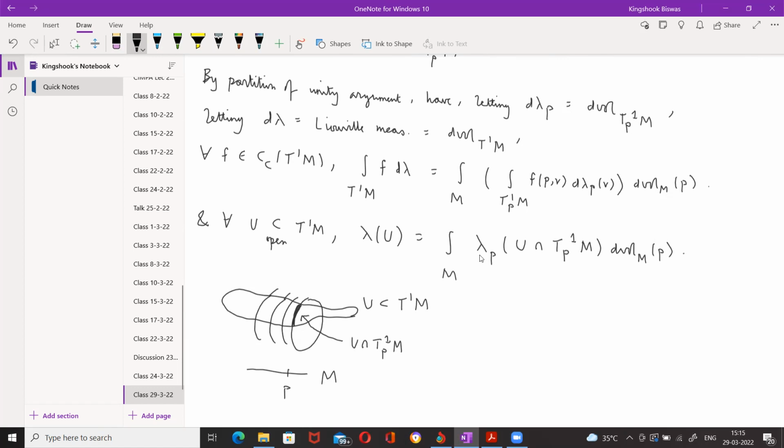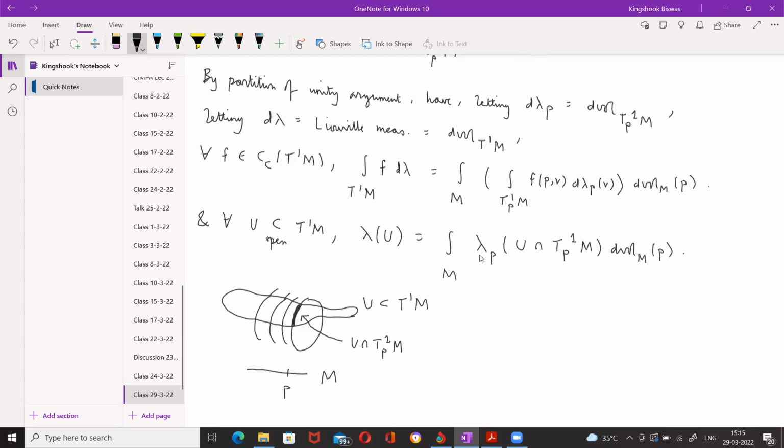In each case, the integral over the fiber is with respect to the volume measure of the fiber, dvol T_P^1 M, and then the integral over the base is with respect to the Riemannian volume measure of the base. Is it clear? Yeah, now we've proved this, right? We've proved this one.